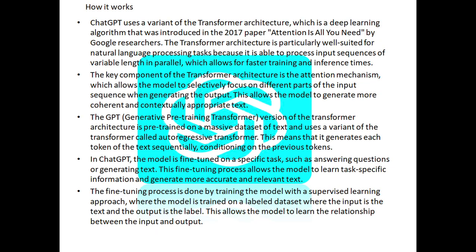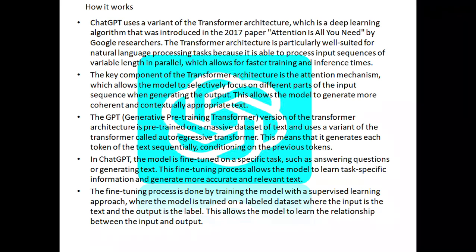Now, how does it work? ChatGPT is a variant of the transformer architecture, which is a deep learning algorithm introduced in a 2017 paper called "Attention Is All You Need" by Google researchers. The transformer architecture is particularly well suited for natural language processing tasks because it enables processing input sequences of variable length in parallel, which allows for faster training and inference times. The key component of the transformer architecture is the attention mechanism, which allows the model to selectively focus on different parts of the input sequence when generating the output. This allows the model to generate more coherent and contextually appropriate text.